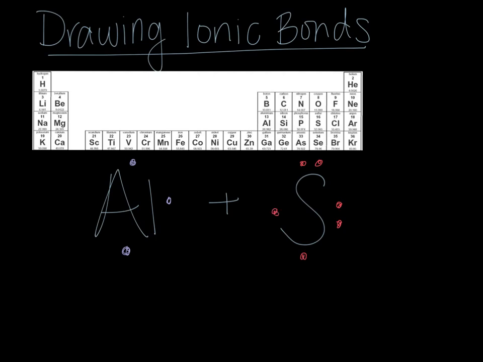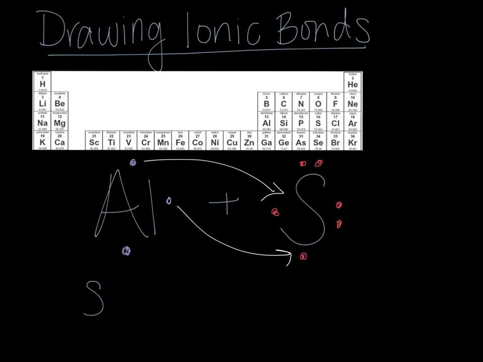Okay, so again, we're just going to start transferring. Okay, same problem I had last time, except the opposite. Now instead of having too many spaces left, I've got too many electrons left. So this electron has nowhere to go. So what do I need to do? I need to draw another sulfur atom.